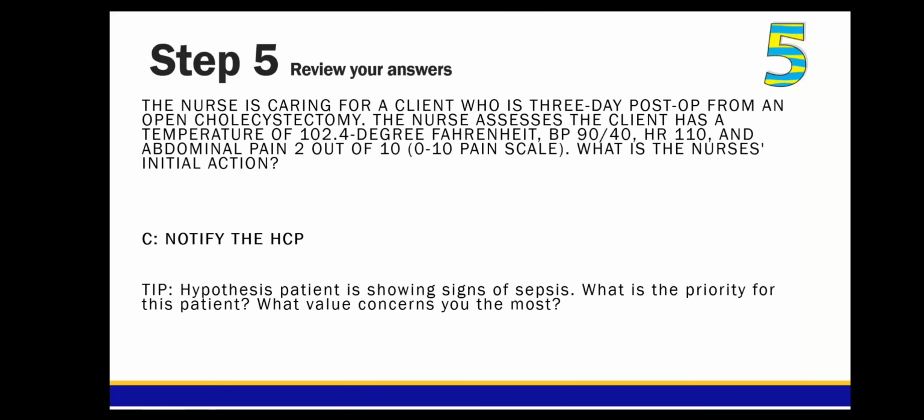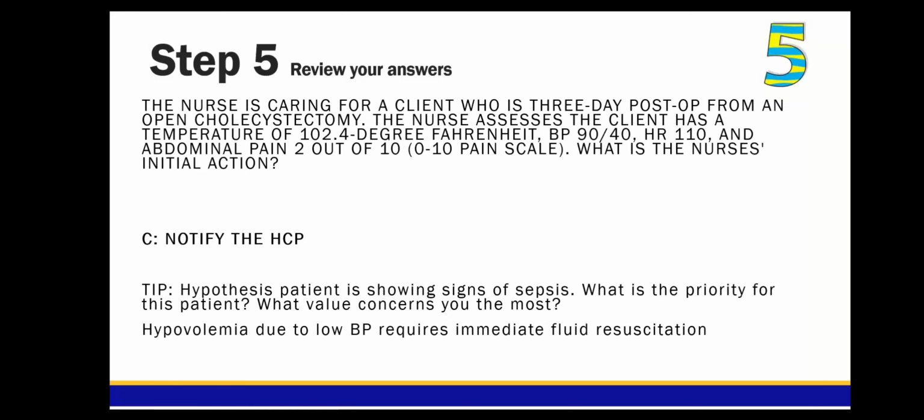Okay. The hypothesis: the patient is showing signs of sepsis. What is the priority for this patient? What values concern you the most? We said the blood pressure, right? Hypovolemia is due to low blood pressure and requires immediate fluid resuscitation. We could have used our ABC strategies here because remember the C stands for circulation. That would have led us to this answer as well. So is that starting to make sense?